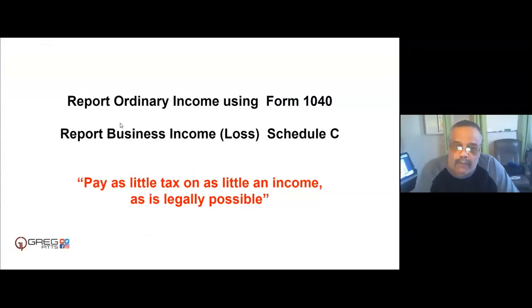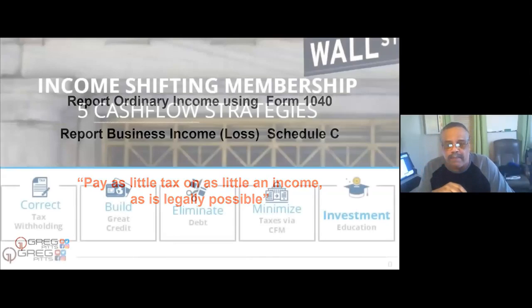Now, a couple of things you need to understand about your taxes. You report your ordinary income on a Form 1040. Everybody knows about a Form 1040. But you report your business income or loss, which you see in parentheses, on a Schedule C. And the name of the game is to pay as little tax as legally possible on your income at the end of the year. Pay as little tax as you possibly can. So you're going to try to bring down your taxable income.